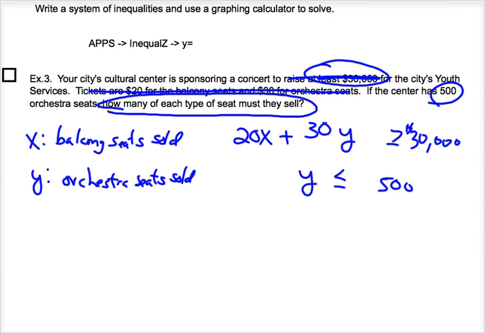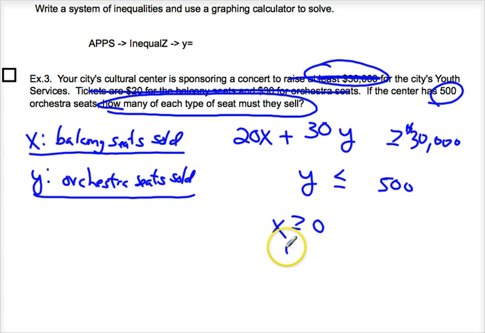Many times in word problems, the graph ends up in the first quadrant. And that's because your x and y can't be negative. So we should include those extra inequalities. Could I sell negative balcony seats? Could I sell negative orchestra seats? The answer to that's no. So x has to be greater than or equal to 0, and y has to be greater than or equal to 0. So keep that in mind when we're setting up word problems that need to be graphed.